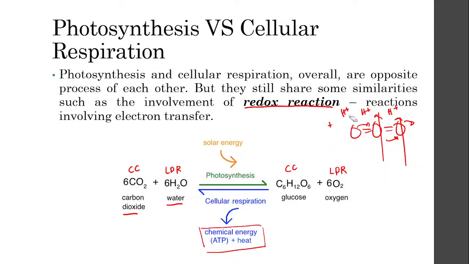And the same thing is actually happening for photosynthesis. So even though they're in the opposite direction, redox reaction is happening for both photosynthesis and cellular respiration. Those are the similarities between the two and the differences as well. So this is just the photosynthesis introduction. The next part, we are going to talk in depth about the Calvin cycle and the light-dependent reaction.